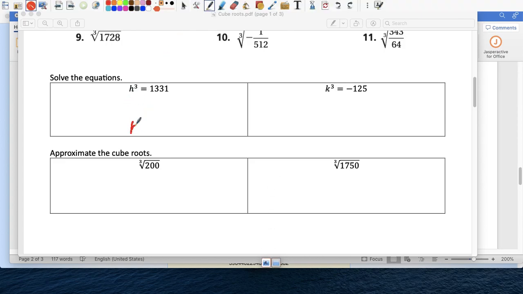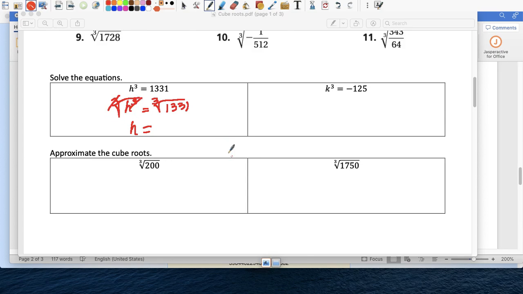We just want h with the exponent of 1. So how do I get that to look like this? Well, I've got to get rid of that 3. To get rid of the 3, we're going to take the cube root of that side, and we're going to take the cube root of that side. Now remember, this 3 and this 3 will cancel out, and we finally have h all alone by itself.